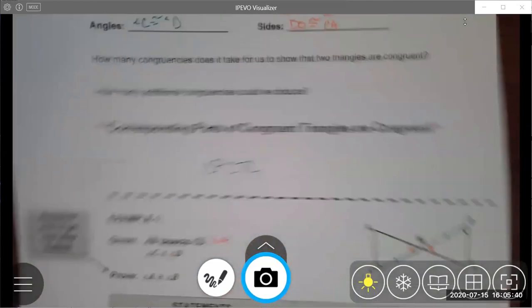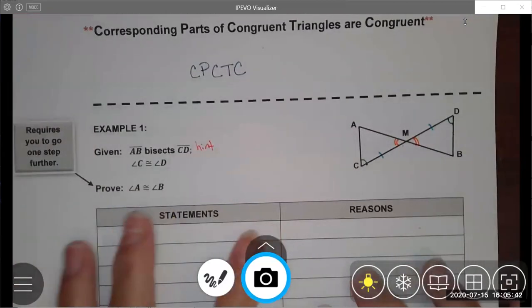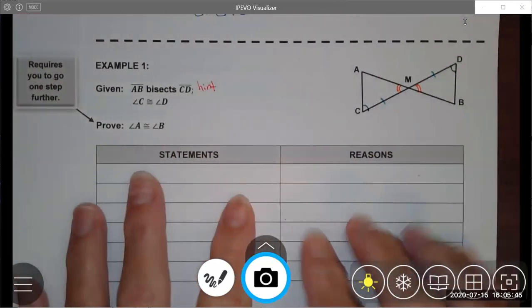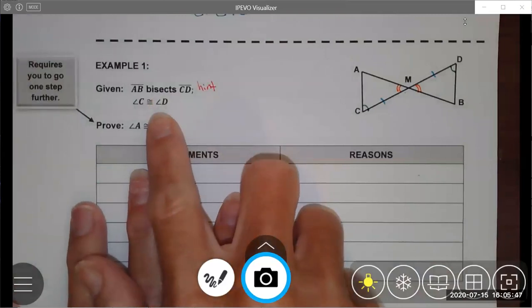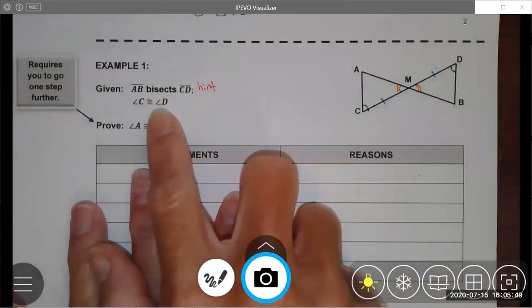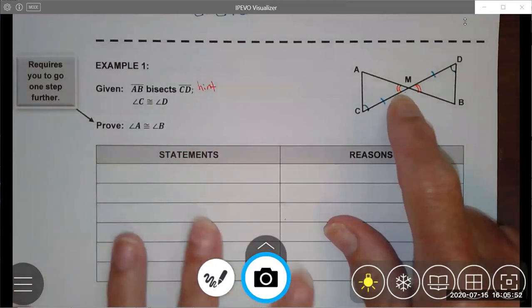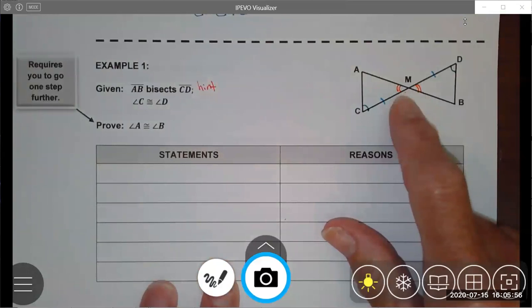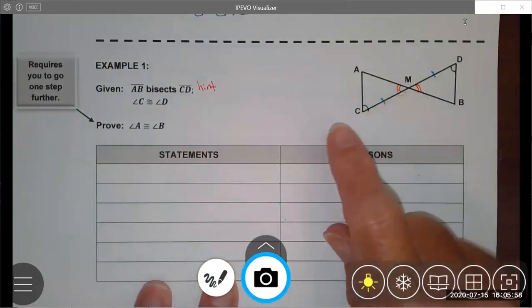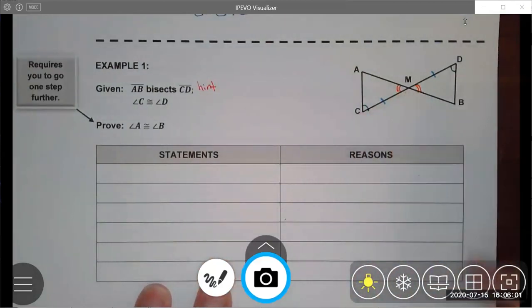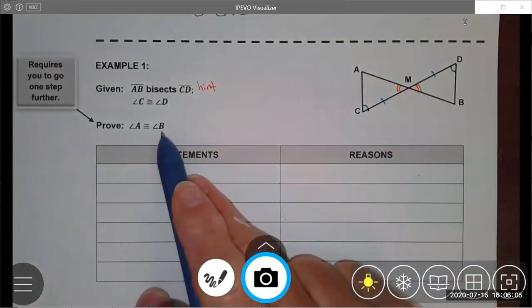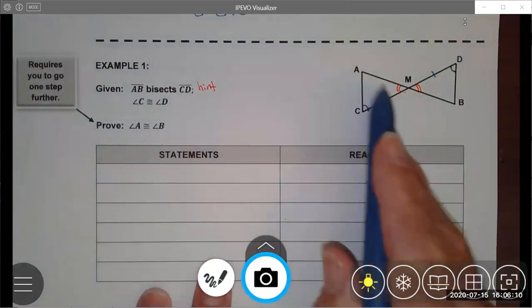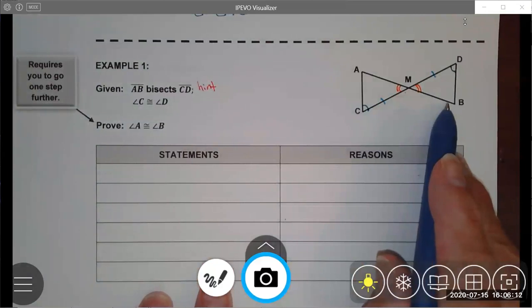And what I've done is I've gone ahead and marked up this picture for example 1. The first thing I noticed is I was given a hint, and I was given an angle congruency. And then I also noticed immediately that I have vertical angles here. So in my brain, this is super easy. I'm going to prove these triangles congruent. Angle, side, angle, I'm done. Except no. Notice, I wasn't asked to prove that these triangles are congruent. I was asked to prove that angle A is congruent to angle B.